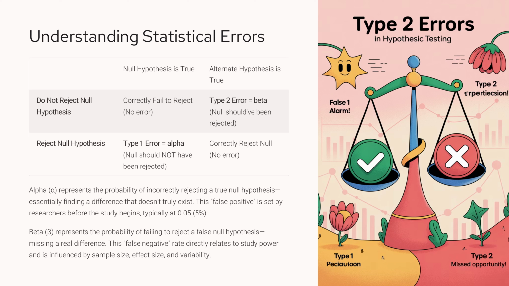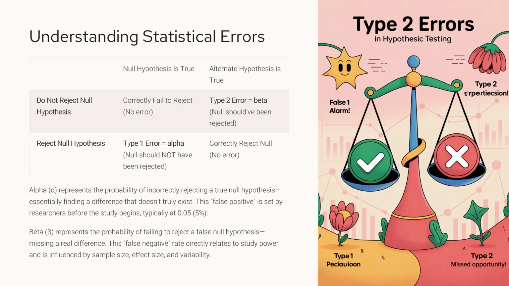And this 2x2 table will help you remember this. On the left, we have do not reject the null versus reject the null. That's what the statistical test tells you, versus at the top, which tells you whether the null hypothesis is actually true, so there's no difference, or the alternate hypothesis is true, so there is a difference. And so when the statistical test tells you do not reject the null when the null is actually true, you have correctly failed to reject the null, meaning that you found no difference. There's no error.